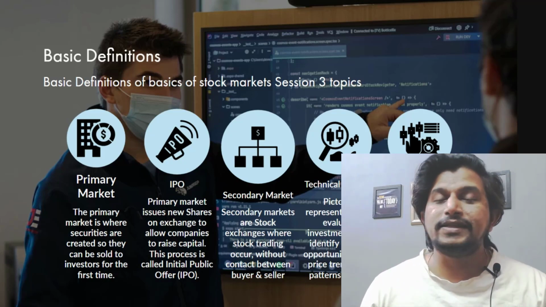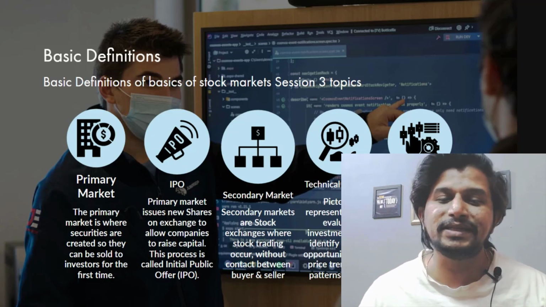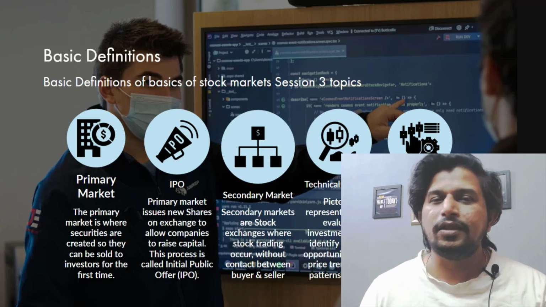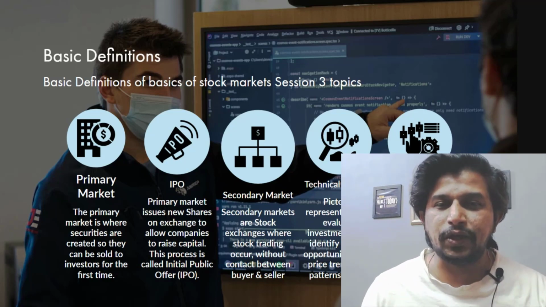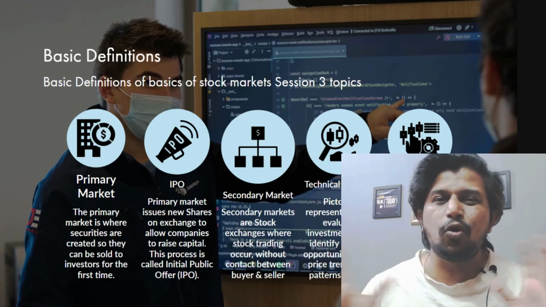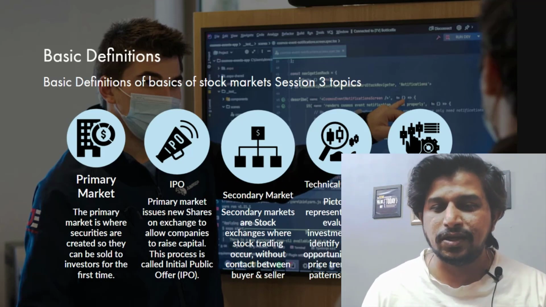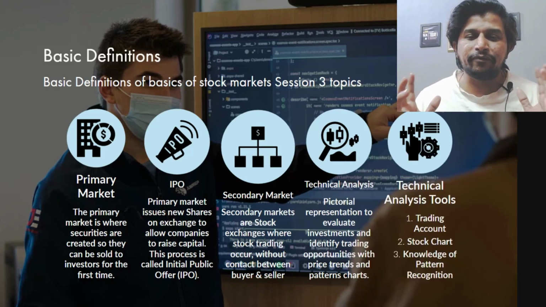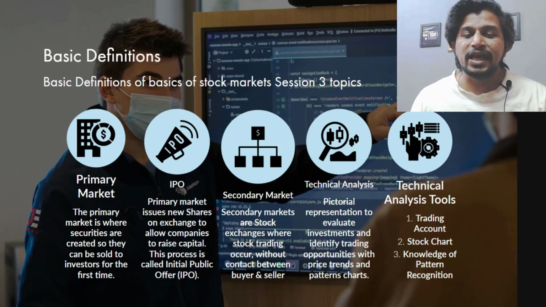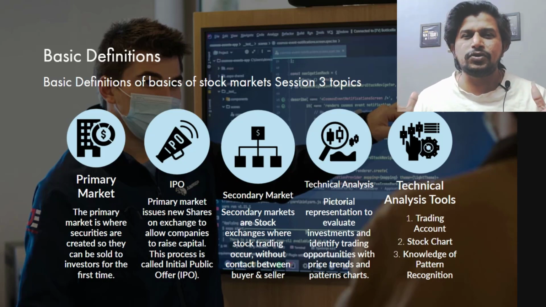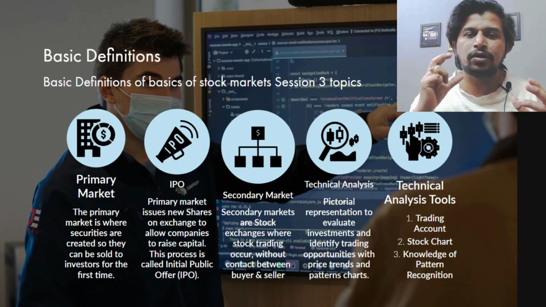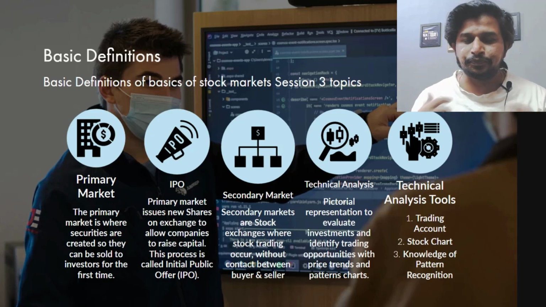That's an IPO. And secondary market basically means the stock exchanges. There are 2 stock exchanges in India. So that's the BSE and the NSE. So let's jump in to more information. Technical analysis, a pictorial representation to evaluate investments and identify trading opportunities with price trends and pattern charts. So yes, of course, you will have lots of information about technical analysis. This is just the short information which I have given, right?